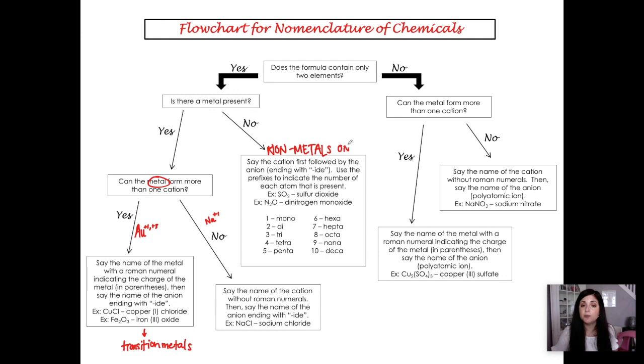You have to use prefixes when you're naming these. So it says, say the cation first, followed by the anion ending with "ide," and we want to use these prefixes to indicate how many of each element is there. So for example, if I have SO2, there's only one sulfur atom that's present. However, because sulfur is my cation, you don't have to use mono if there's just one cation here. So I'm just gonna underline this one here.